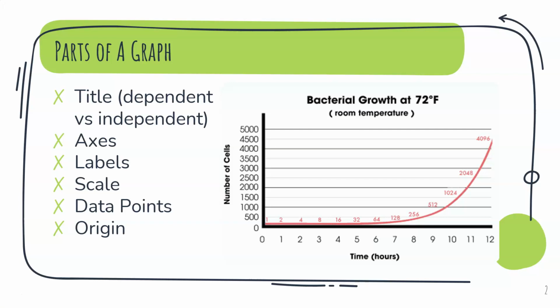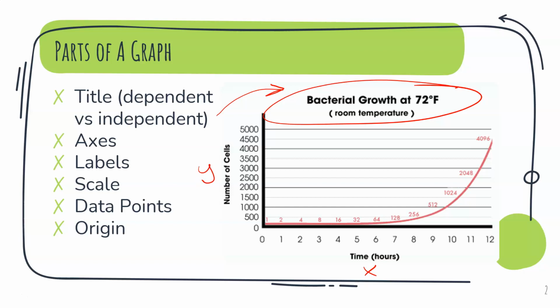All right, so every good graph has a title. Up at the top here, we have our title. Our title in this case is bacterial growth at 72 degrees Fahrenheit. But you'll often see titles, especially in physics, written out as the dependent variable versus the independent variable. Next are our axes. On the bottom, our horizontal is our x-axis. Our vertical is the y-axis.